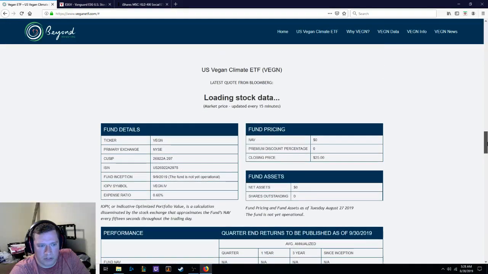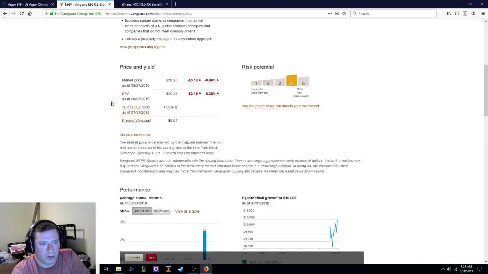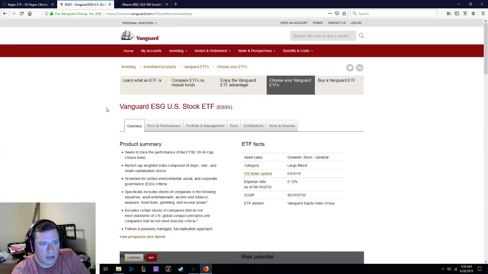There has been a history of different, quote-unquote, vegan funds, but different environmental funds being successful. Here, for example, is the Vanguard ESG fund.